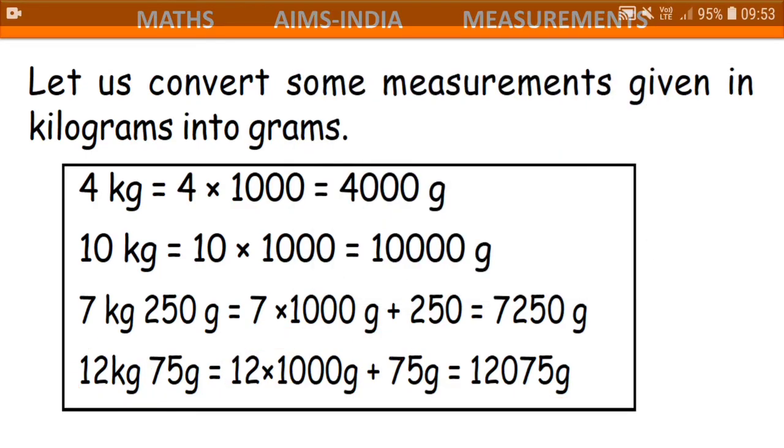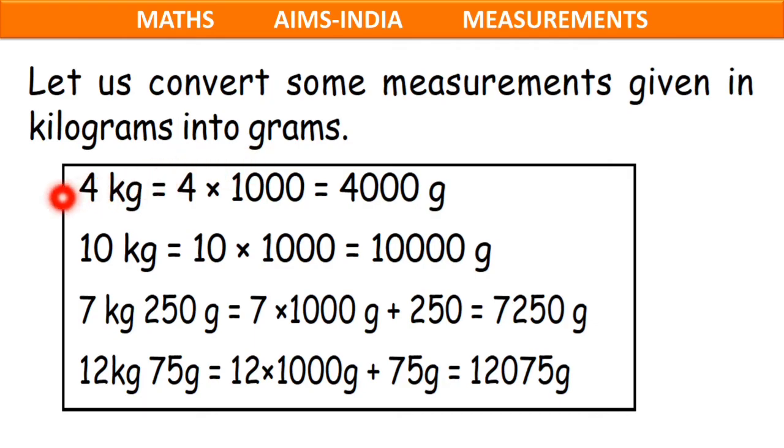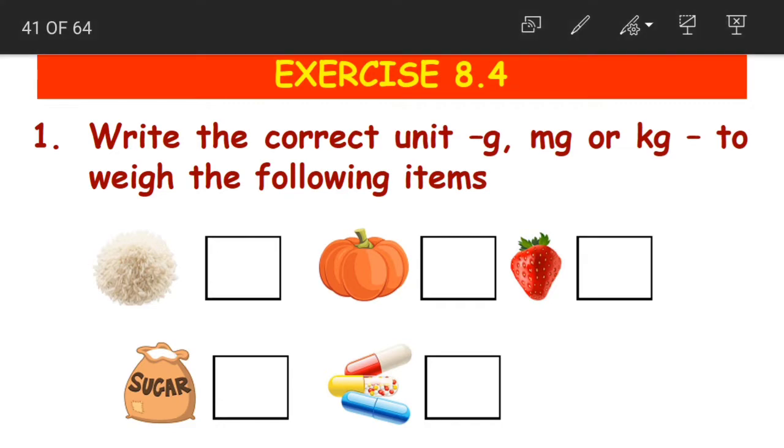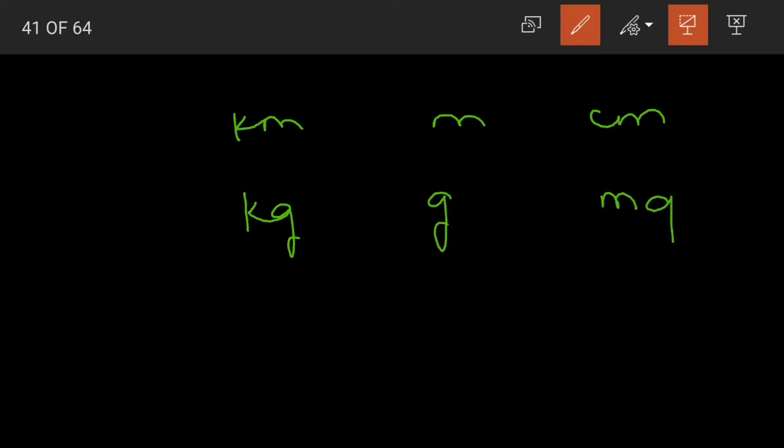I hope the conversion of measurements from kilograms to grams is clear for you. Now let us look at some exercise here. Write the correct unit, that is grams, milligrams or kilograms to weigh the following items. In meters children, what did we have? We had kilometers, meters and centimeters. In the same way for mass, we have kilograms, grams and milligrams. Instead of centimeter, we have milligrams here.